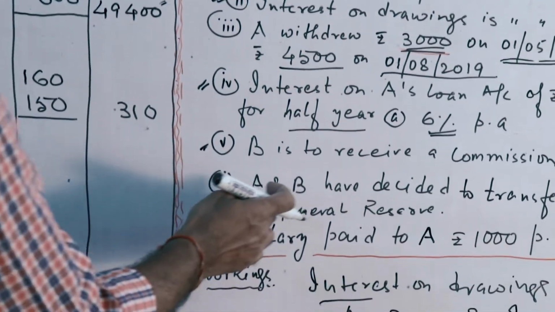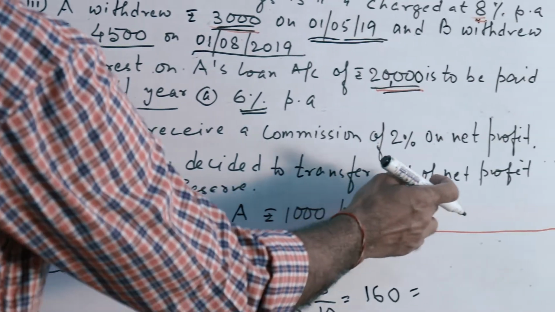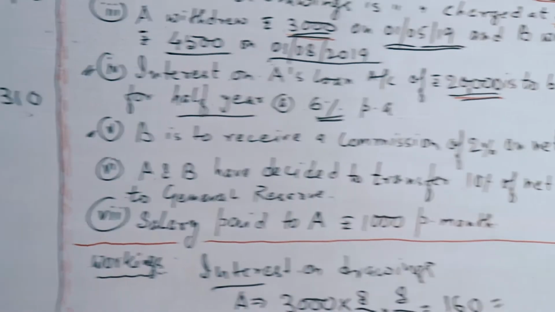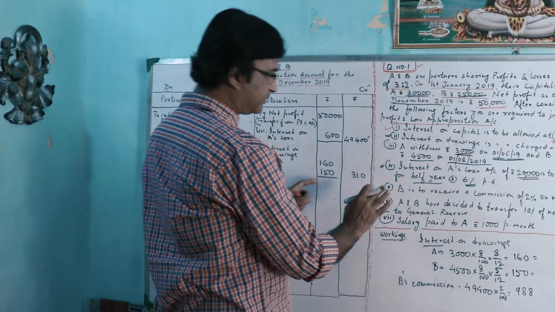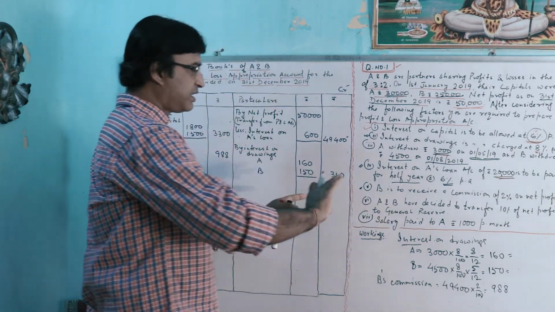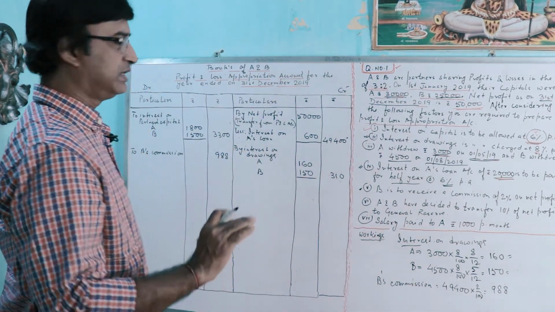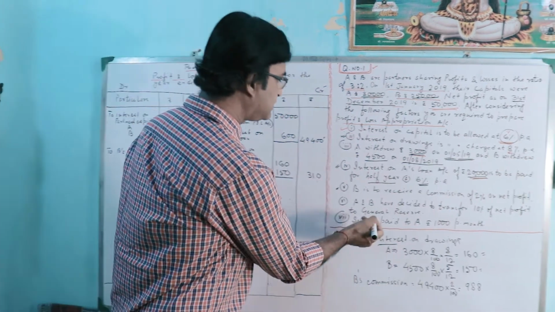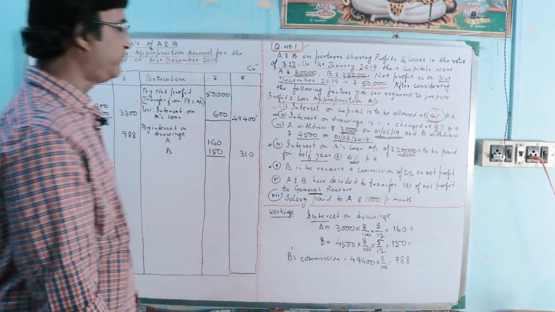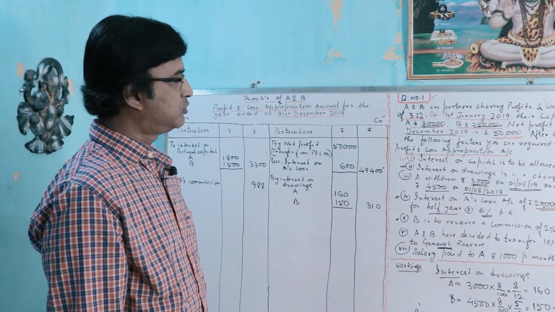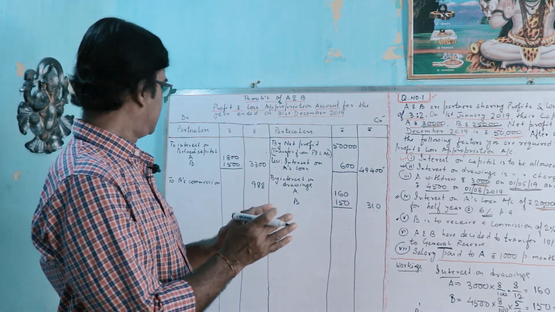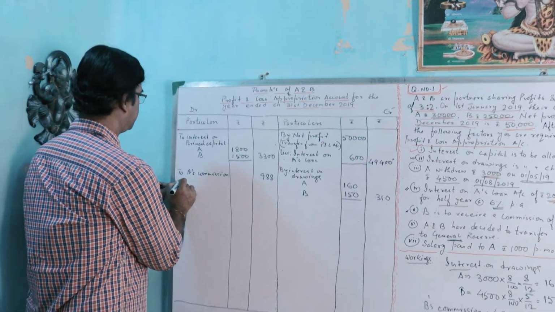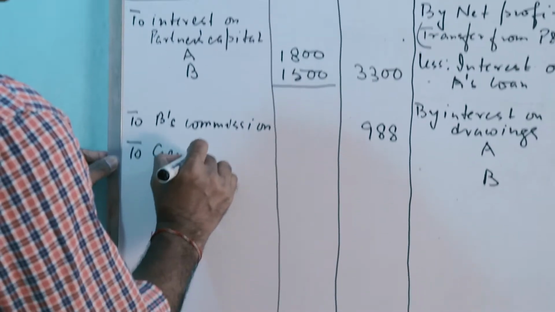Now A and B have decided to transfer 10% of net profit to general reserve. तो पार्टनर लोगों ने सोचा है नेट प्रॉफिट का 10% कैलकुलेट करके रिजर्व में हटा के रखेंगे. To set aside 10% of net profit to general reserve. तो जनरल रिजर्व क्यों किया जाता है? For future expansion. तो एक पार्ट ऑफ प्रॉफिट जनरल रिजर्व बोल के हम लोग हटा के रखेंगे. So it will also be written this side, to general reserve.